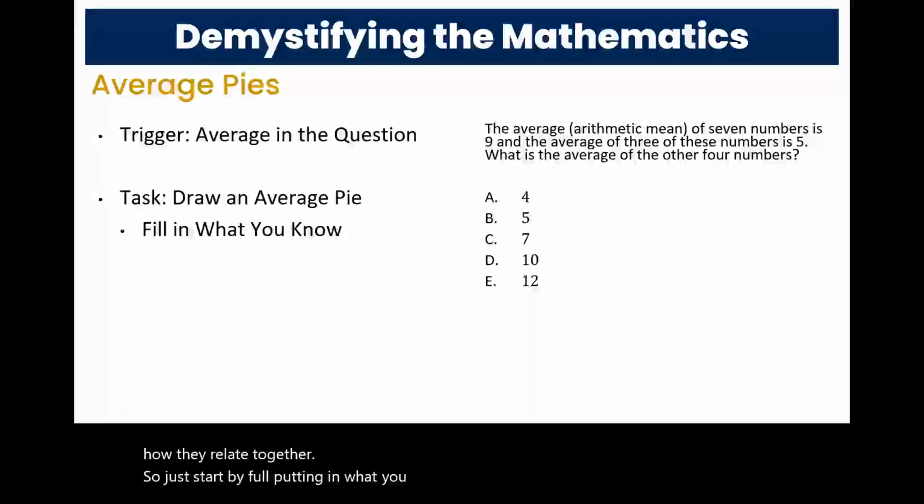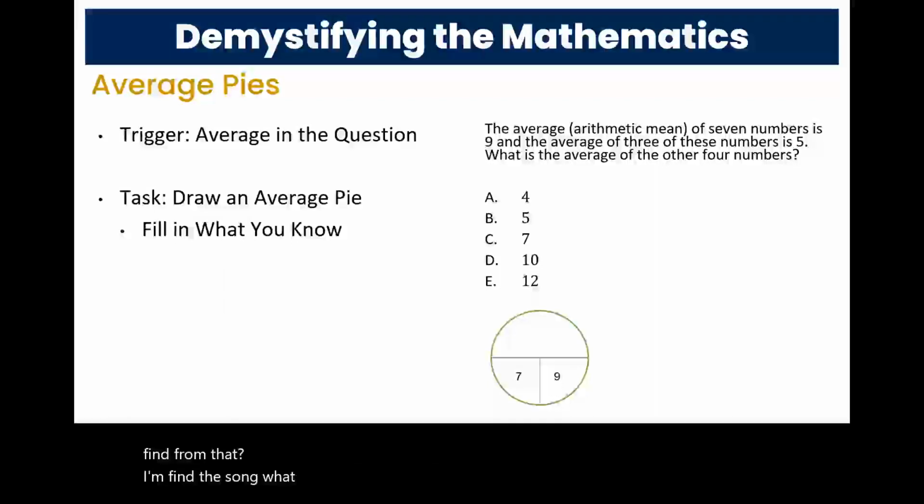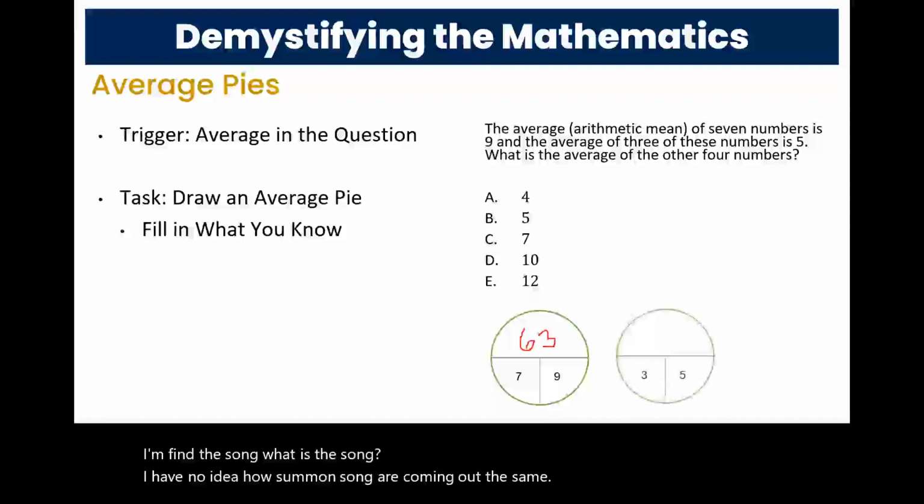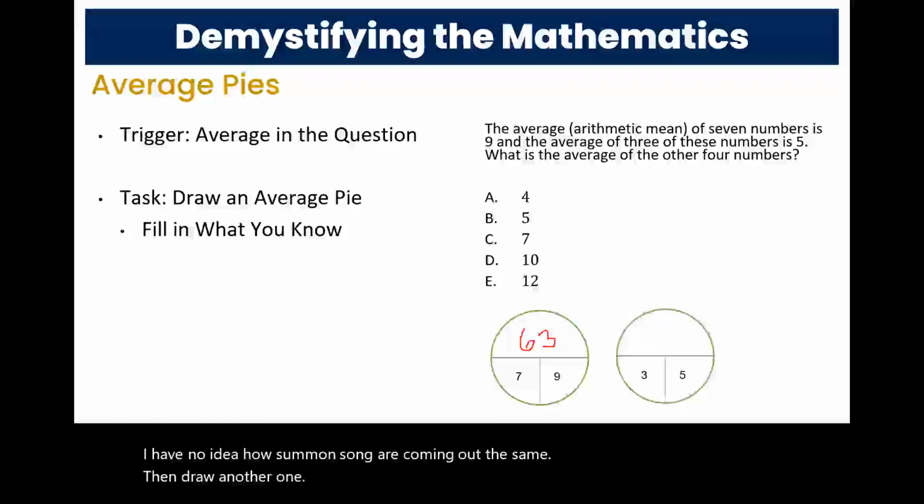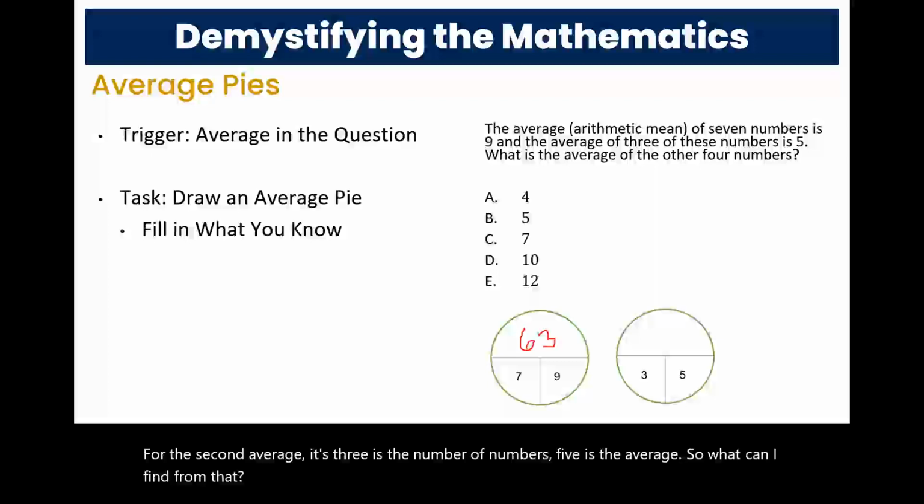So I'm going to draw an average pie with what I know for that first average, which is I have 7 numbers and they average 9, which means what else can I find from that? I can find the sum. What is the sum? Then draw another one. For the second average, 3 is the number of numbers, 5 is the average. So what can I find from that? 15.